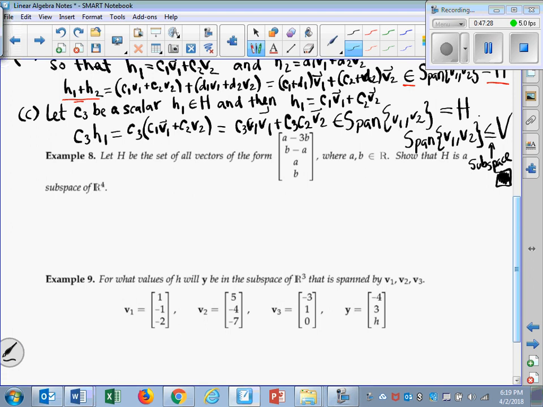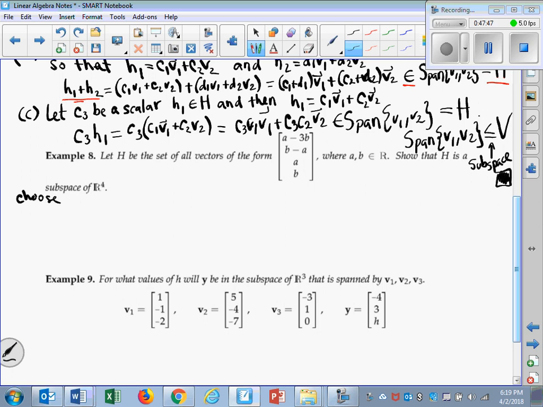Okay, let's look at example 8 next. It says let H be the set of vectors of this form. So we have A and B here, and A and B are just real numbers. They say show that H is a subspace of R4. Well, the first thing that you might want to do is show that it's non-empty or that it has the 0 vector.